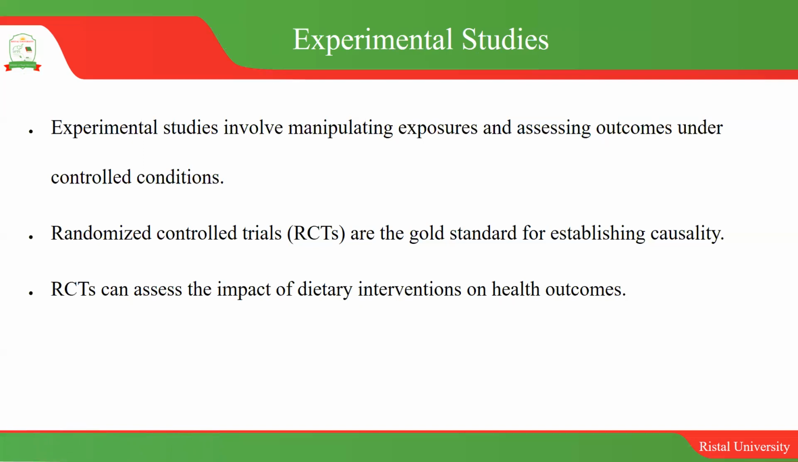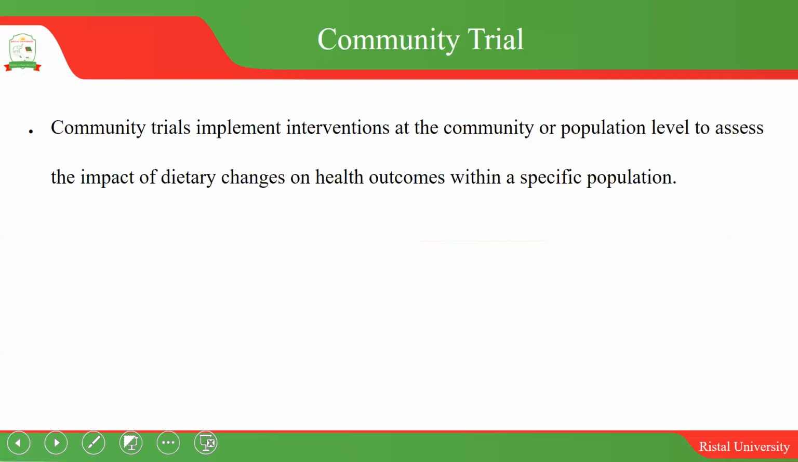The most common types of experimental study are what we call randomized control studies or randomized control trials. They give us the best evidence for establishing whether there is causality, whether a given risk factor is the cause for a particular health outcome. So that is randomized control trials. But we can also carry out what we call community trials.